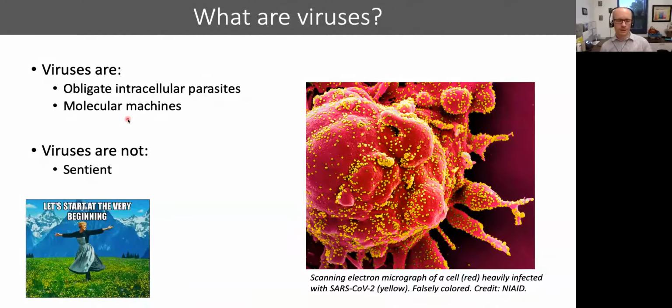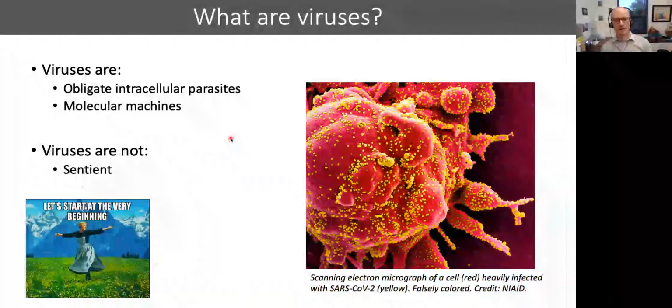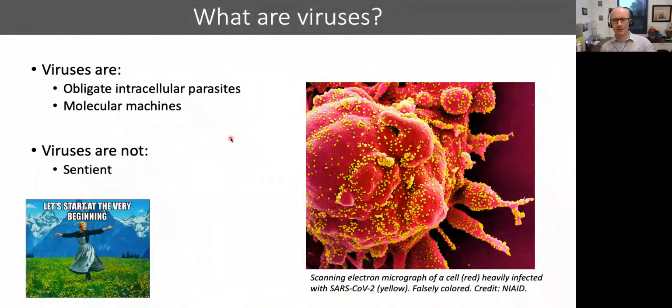So they get inside one host cell, they redirect the cell to make more copies of the virus, they leave that cell, they go on to infect more new cells. On the right over here is an electron microscopy image of a cell that's being infected by SARS-CoV-2, which are all of these little yellow dots, kind of a grotesque image.